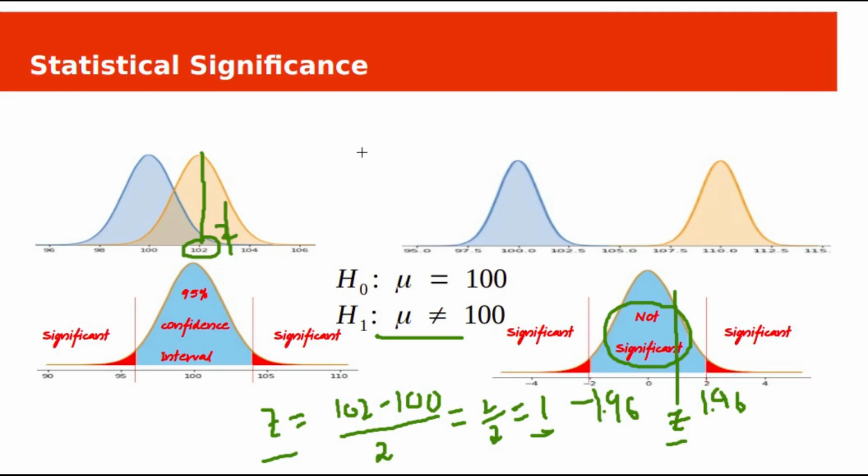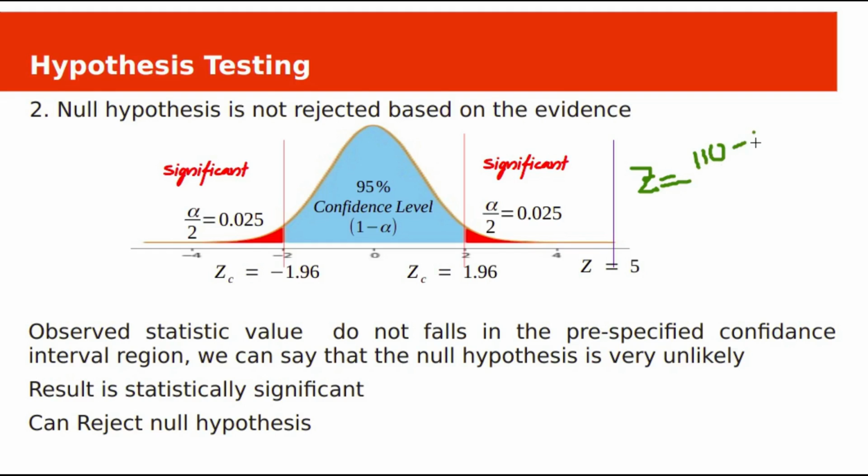Let's see the other case. Suppose the test group mean score is 110 centimeters instead of this 1 or 2. We will check whether this score is significant or not. Convert this 110 centimeters into a Z score. 110 minus mu, which is 100, divided by the standard deviation, which is 2. Then it is 10 by 2. It is 5. So the Z statistic value is 5.